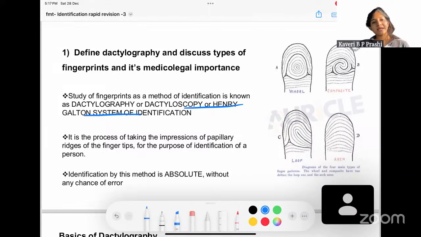So, in your exam for a 3 marker, it will just give you Henry Galton system of identification. Remember that we are talking about dactyloscopy. So, dactyloscopy is a study of fingerprints. It is a process of taking the impressions of the papillary ridges of the finger.